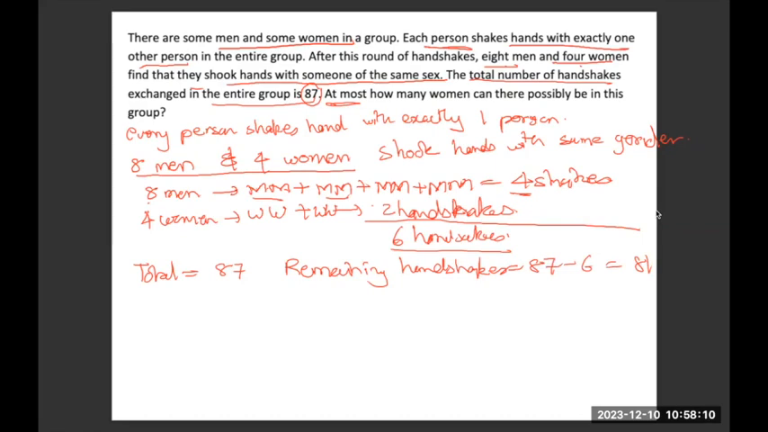Now these 81 handshakes are done by both male and female together, because only 8 men and 4 women are involved with handshakes of the same gender. So these 81 handshakes will be done by men and women. 1 man and 1 woman shake hands.